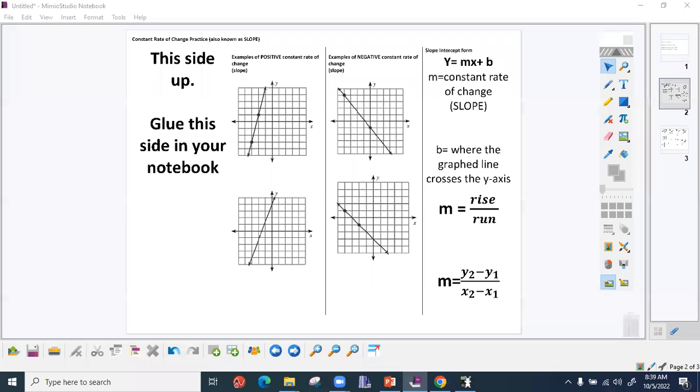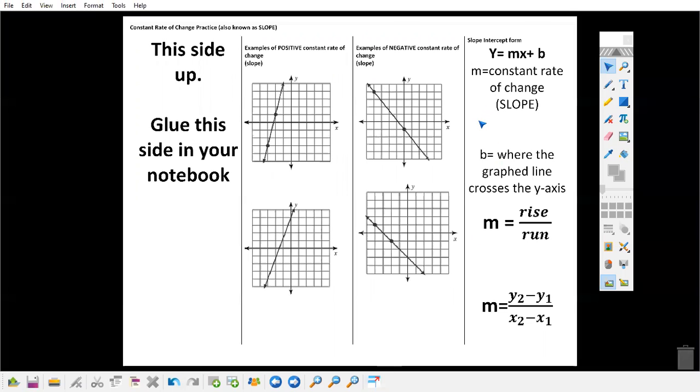All right, guys. So today we are summarizing kind of what constant rate of change is. And notice that the key word here is constant rate of change. So I gave you this beautiful little handout. When we're done, you can just do an accordion fold on it, and hopefully you can easily put it somewhere, keep it stored, or glue it in your notebook. That's why it says glue this side in your notebook, okay?